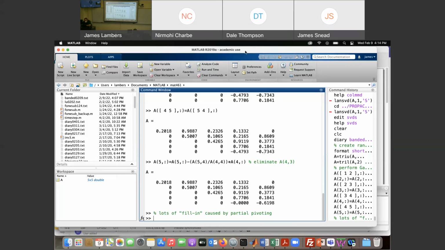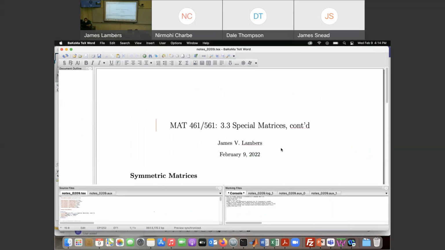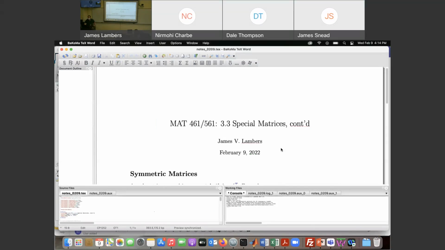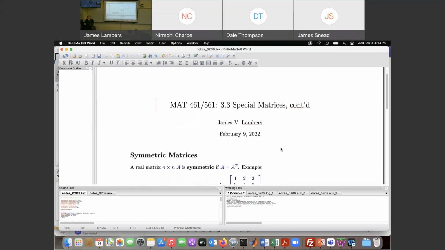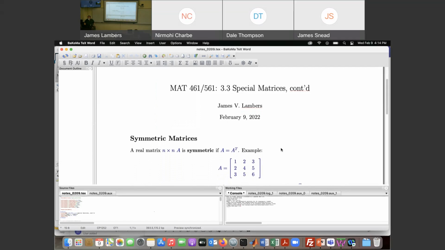Now, we want to look at symmetric matrices. To refresh your memory from whatever prior linear algebra course you had, a matrix is symmetric if it is equal to its own transpose. So symmetry is with respect to the main diagonal. You see these two entries, the 2's match, the 3's match, the 5's match. So Aij is equal to Aji throughout.